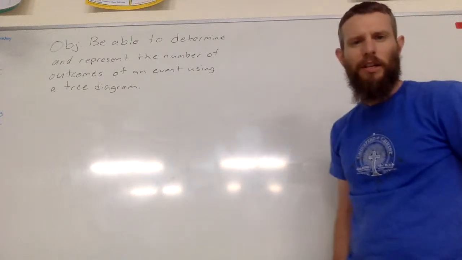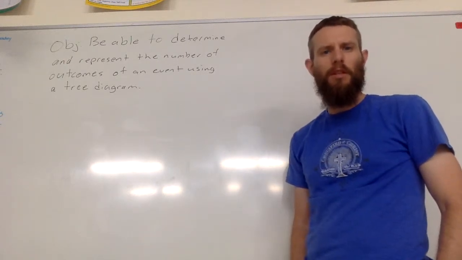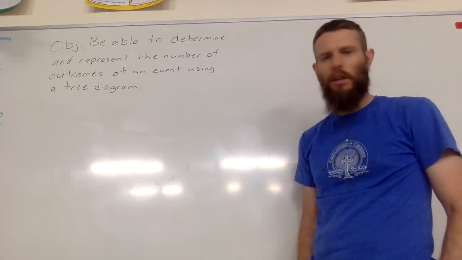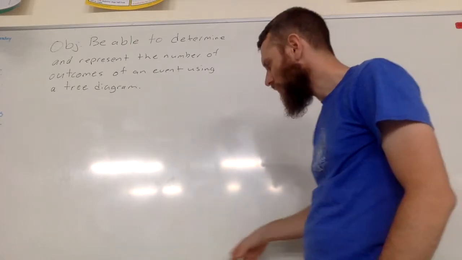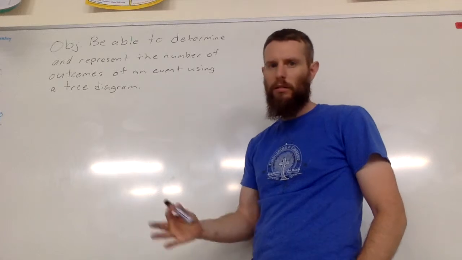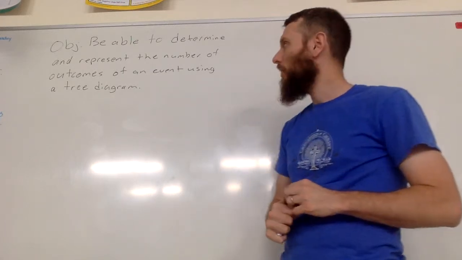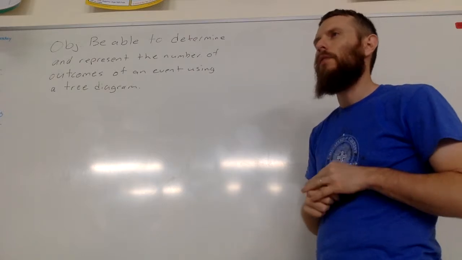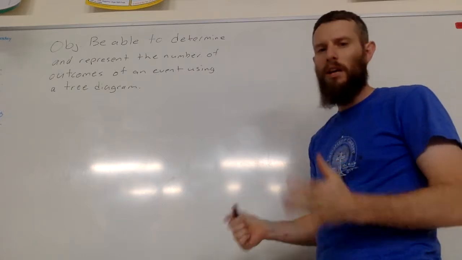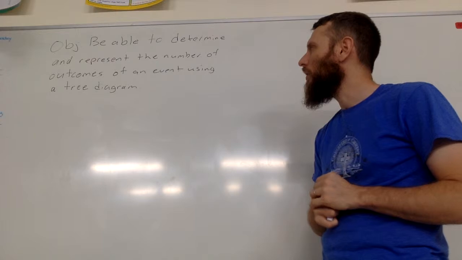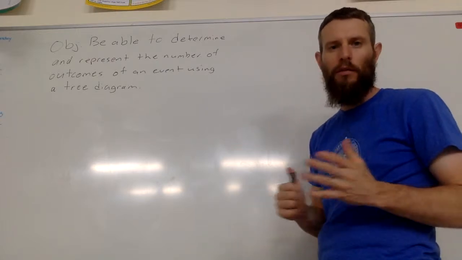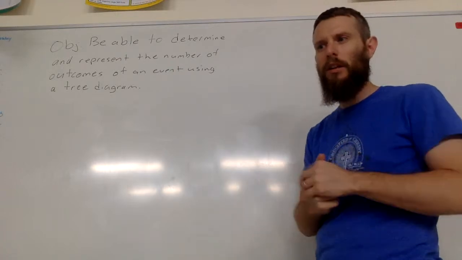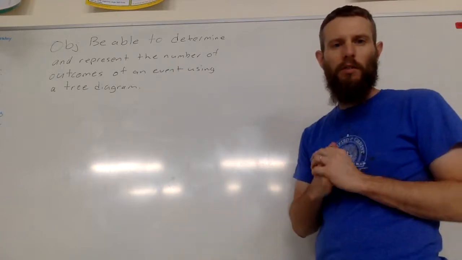In this video, the objective is to be able to determine and represent the number of outcomes of an event using a tree diagram. Normally this is going to be for a compound event. So let's say, for example, I'm going to flip a coin 3 times. The whole event is flipping a coin 3 times.